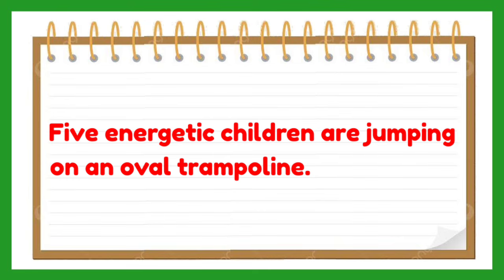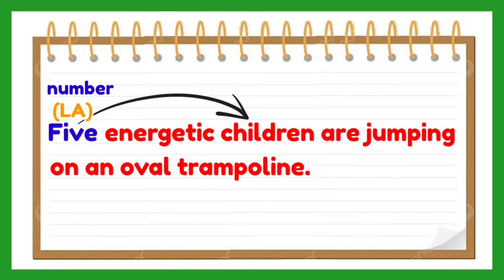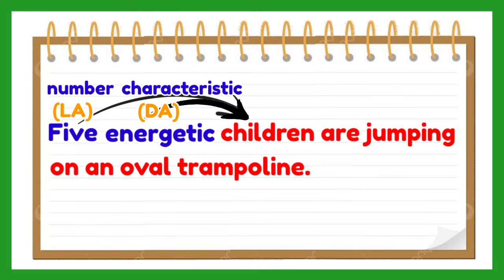The first one is 5. It tells the number of children, and it is a limiting adjective. The second one is energetic. It describes or tells the characteristic of the children. It is a descriptive adjective. And the third adjective is oval. It describes the shape of the trampoline. And it is a descriptive adjective.